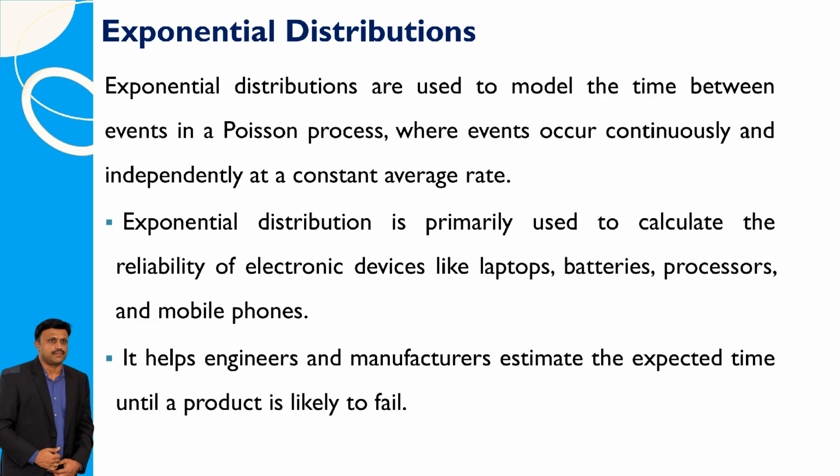Exponential distributions model the time between events in a Poisson process, where events occur continuously and independently at a constant average rate. This distribution is particularly useful for calculating the reliability of electronic devices such as laptops, batteries, processors, and mobile phones, helping engineers and manufacturers estimate the expected time until a product is likely to fail.